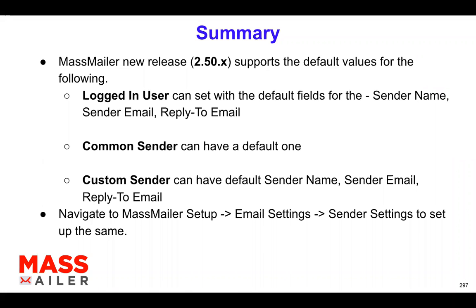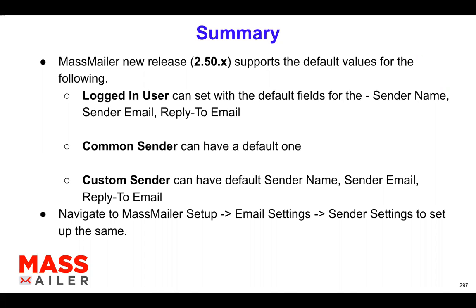This is available only in the new release, 2.50.x, .x being the patch number, but the main release is 2.50. If you are an existing customer of MassMailer, please give us some time, as this release would be available for existing customers, meaning those who are on 2.47 right now, in the upcoming weeks. But some of you may already have 2.50, even if you are a new client, just because you subscribed to MassMailer maybe a couple of weeks ago.